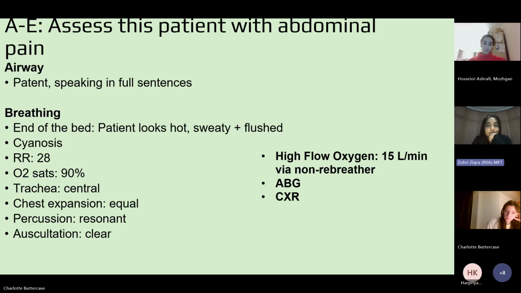B. So B, again, you assess the same things. Always mention the same things. Always do the same things so that you have a plan in your head.